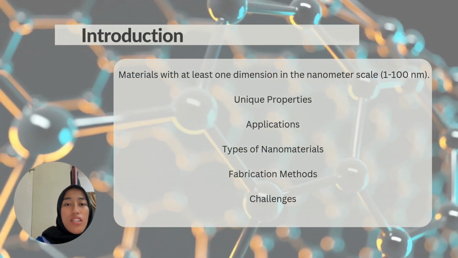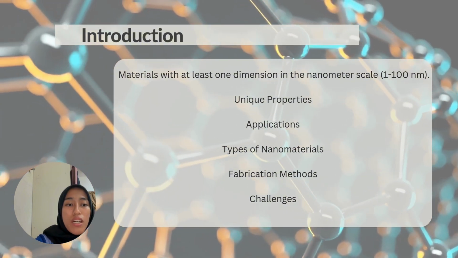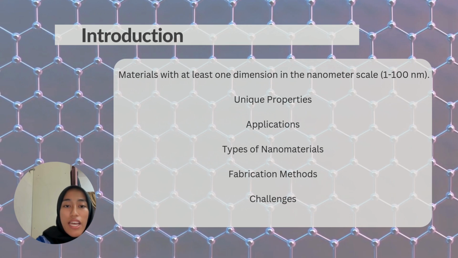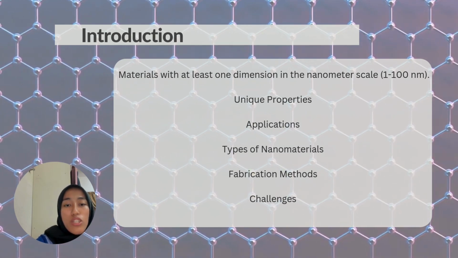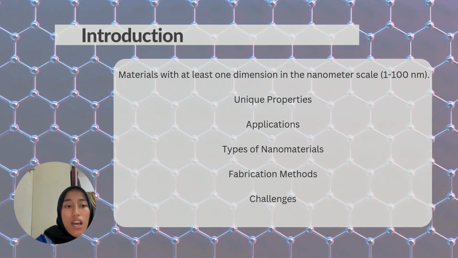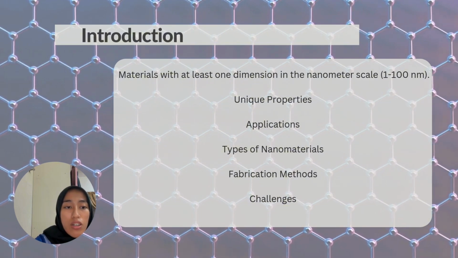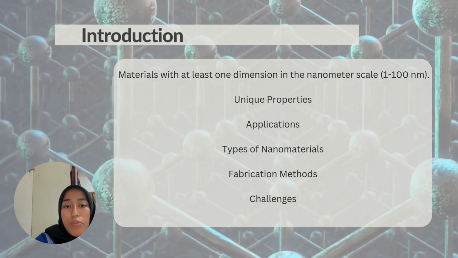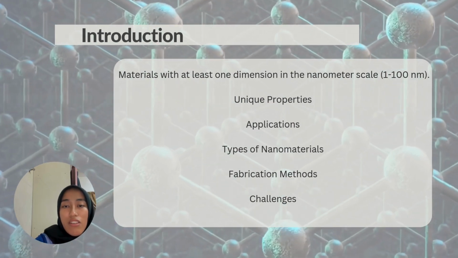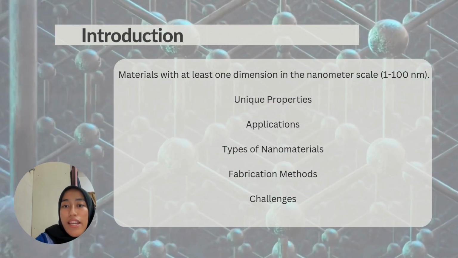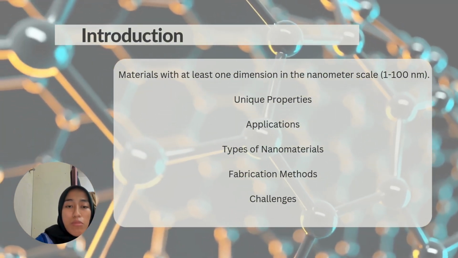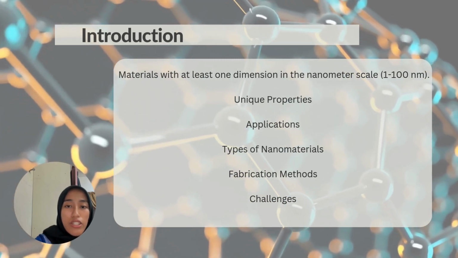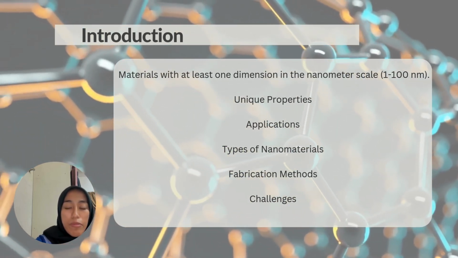So today I'm going to present the introduction of our topic. Nanomaterials, defined as materials with at least one dimension in the nanometer scale, which is 1 to 100 nanometers, have emerged as a cornerstone of modern technological advancements. Their unique properties include increased surface area, quantum effects, and enhanced mechanical, electrical, and thermal properties. They also have a few applications in electronics, medicine, energy, and environmental science.